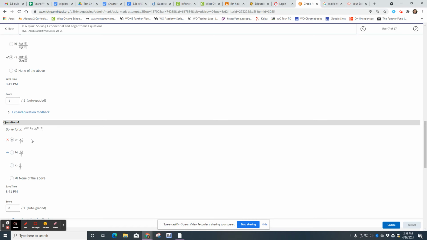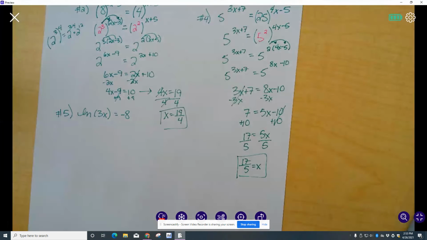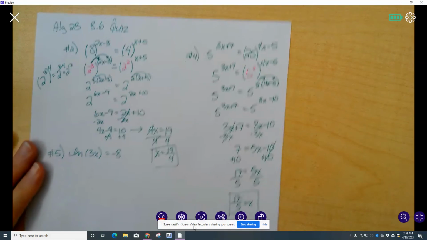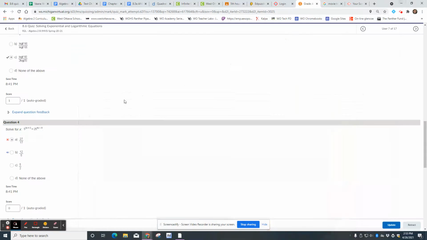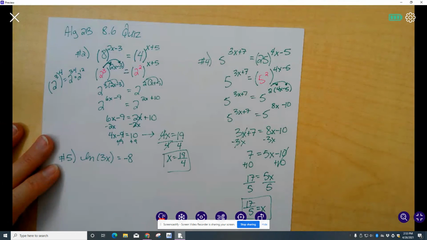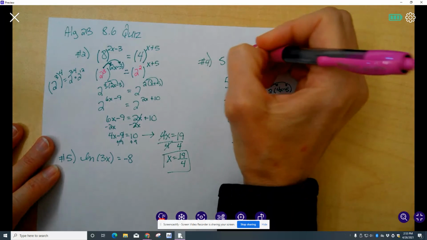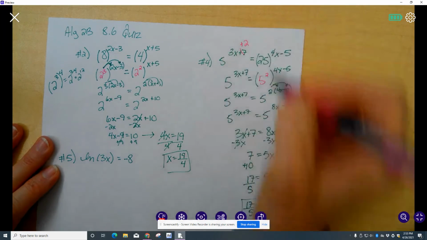Did I make a mistake somewhere? Let's go back and look. Well, let me make sure I copied the problem right. Let me check that first. 5 to the 3x. Oh, I copied the problem wrong. All right, let me fix this. Sorry about that. I copied the problem wrong. This should have been plus 2.